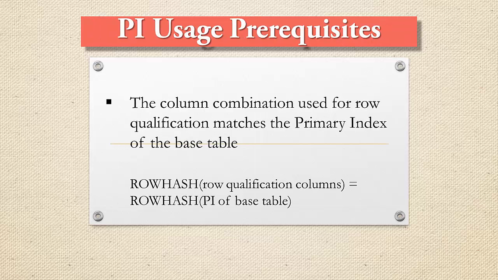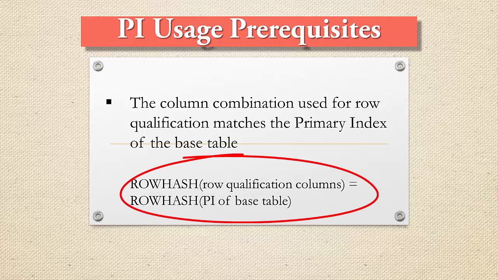One prerequisite you should recall by now is that there needs to be a full match of the primary index, composites, and the columns referenced in the query in order for the primary index to be used. Technically speaking, the row hash of the primary index and that of the columns referenced in total in the query have to match. Writing SQL with equality constraints on all primary index components clearly fulfills this condition.